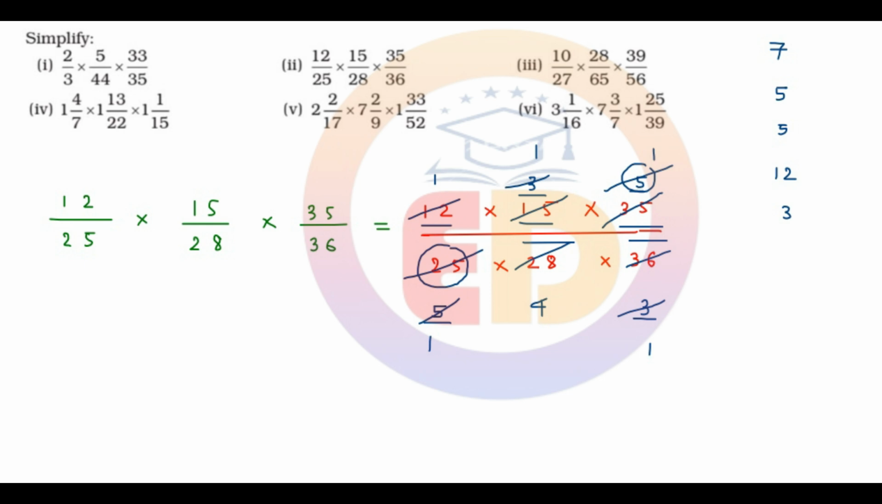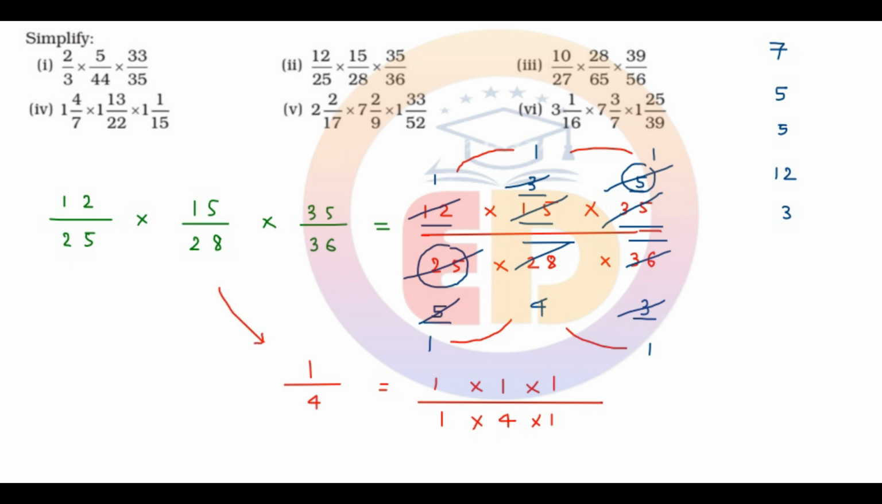Now, no such further division is possible. So, in the numerator, I have 1 into 1 into 1, which will give me 1. And in the denominator, I have 1 into 4 into 1, which will give me 4. 1 into 1 into 1, my numerator is 1, and 1 into 4 into 1, my denominator is 4. The answer is 1 upon 4.